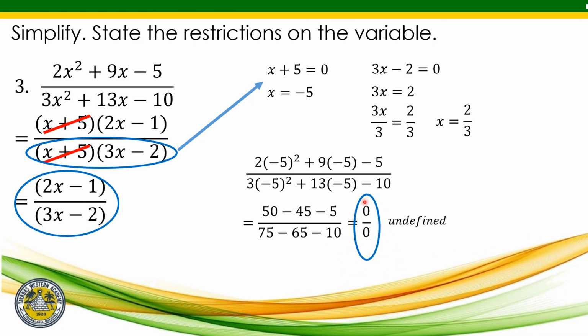Then 0 pa yung numerator. So undefined talaga. So pwedeng yung numerator may value kung yun yung nakuha nyo. And then, yung denominator, yung 0. So, kapag 0 yung denominator, tama yung solution ninyo. Again, hanggang dito lamang yung inyong solution. Okay? Ito yung na-simplify natin. After mag-simplify, state the restriction. Ito yung mga restriction. X should not be equal to negative 5 and x should not be equal to 2 over 3.